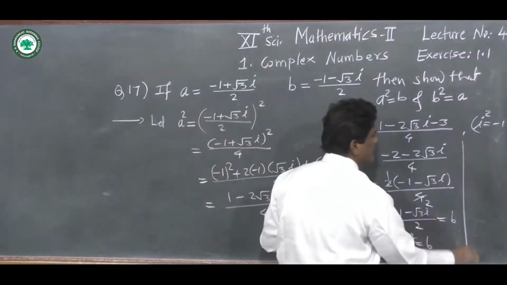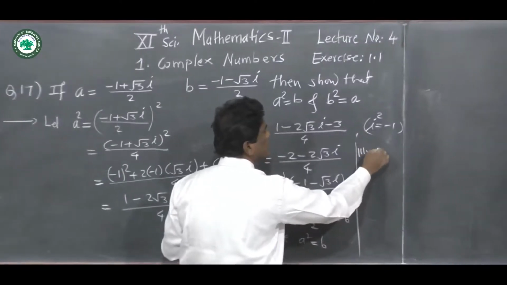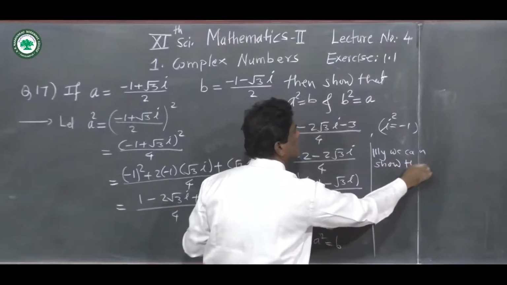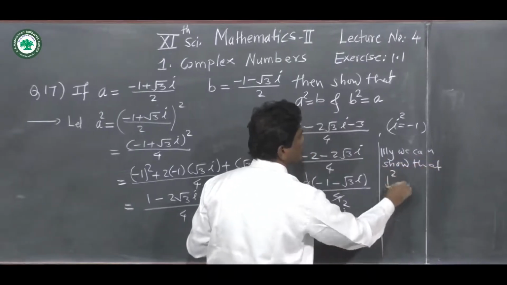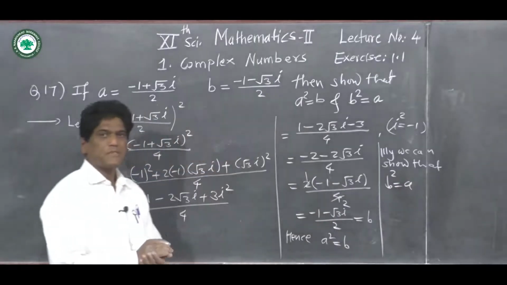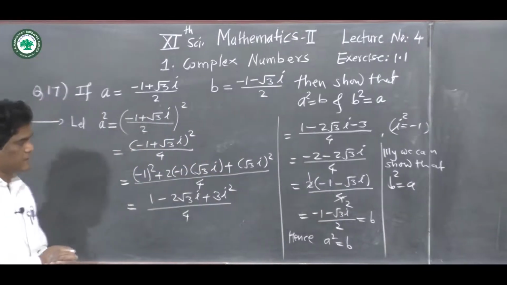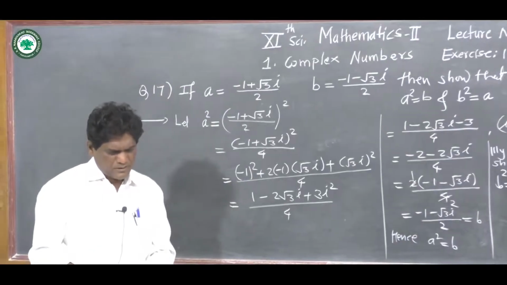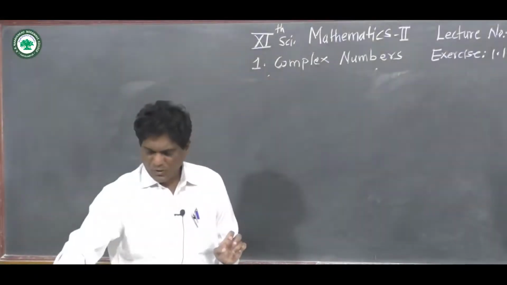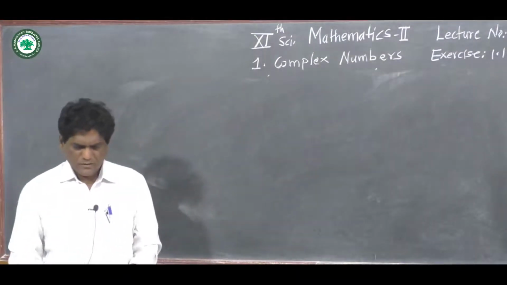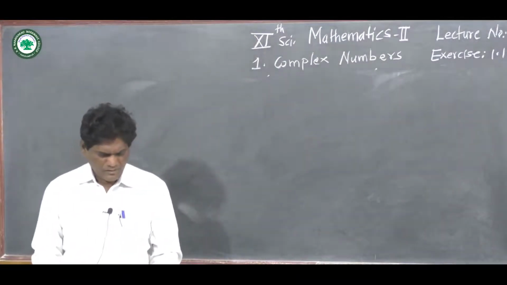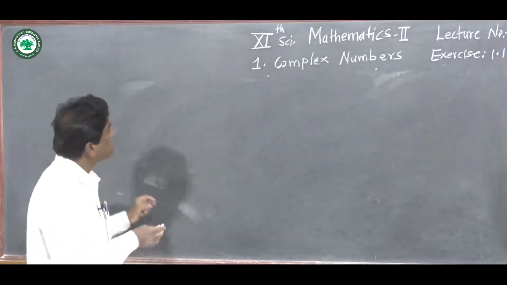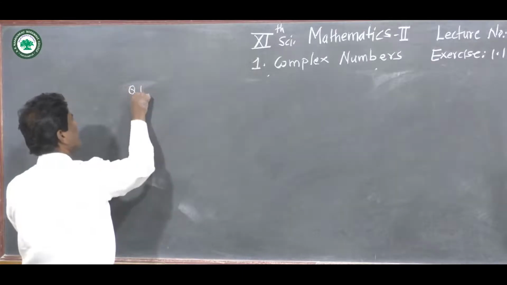Similarly we can show that B square is equal to A. It is homework for you. So in this way we have completed the 17th problem. Now the next problem, the 18th problem. Problem number 18 and problem number 23 are the same. Question number 18.